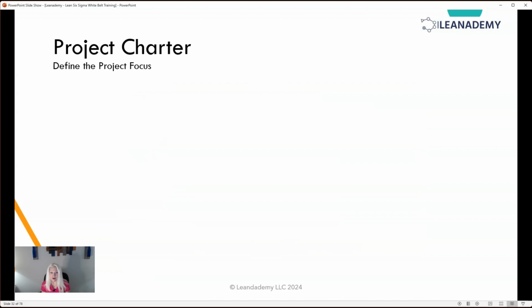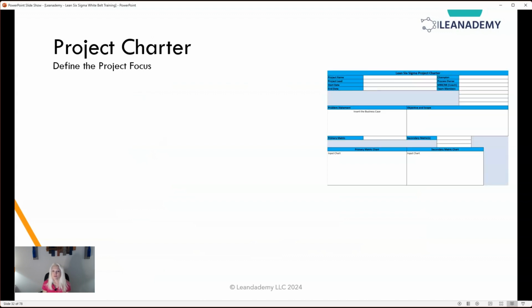So now let's talk about a project charter. Before we start any project, right? After we selected the project, we have to define what that project focus looks like. This is just a sample project charter that I use with my students. Here we have to define who the project team is. So who is the project lead? That's most likely going to be a green belt or black belt. You have team members, you have a coach, and you have a champion. A coach would be someone like your master black belt or even a seasoned black belt.